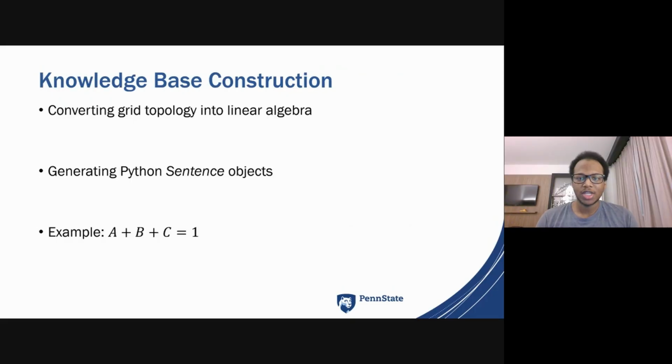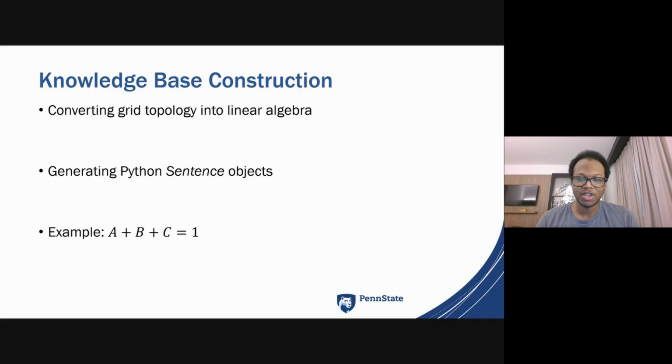Before our agents can make a decision, they have to translate that raw tensor data into usable logic. Our agents execute a pre-processing loop that iterates over the numerical clues and converts the physical grid topology into a system of algebraic equations. For instance, if the agent reveals a 1 and that cell touches 3 unrevealed neighbor cells, let's call them cells A, B, and C, the preprocessor generates the equation A plus B plus C equals 1. It knows that exactly one of those variables must be a mine.